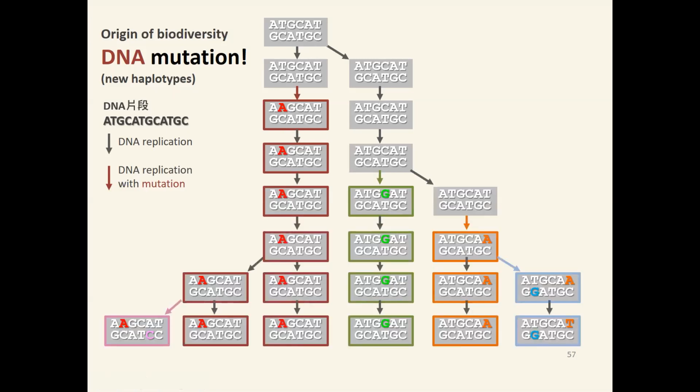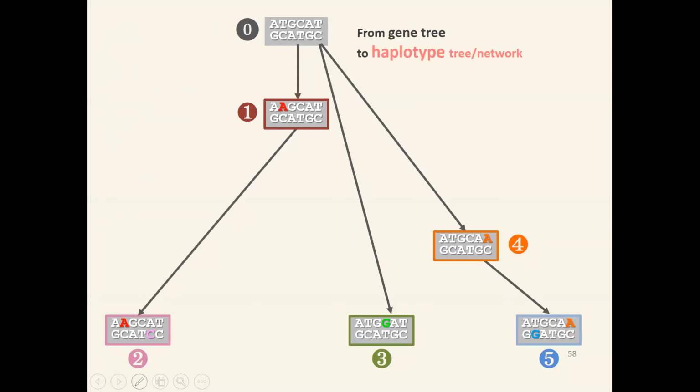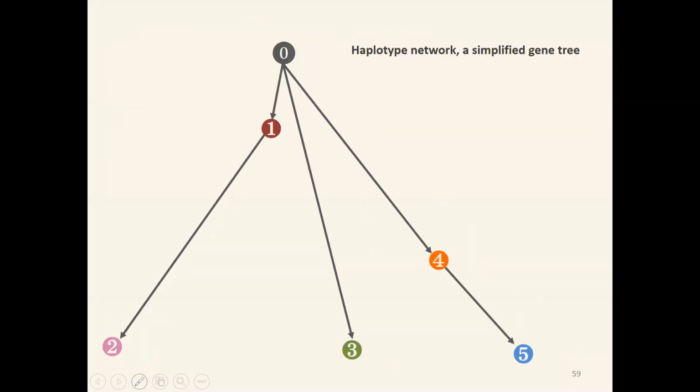Then when we survey contemporary DNA sequences, we will see different DNA types, and these different DNA sequence types are what we call haplotypes. Then, based on simple mathematics, we can link these haplotypes together and turn them into what we call a haplotype network. I'm going to show you some networks later, and this network tells you something very simple but very important. For example, based on this haplotype network, we know that haplotype 2 derived from haplotype 1, and haplotype 5 was derived from haplotype 4.